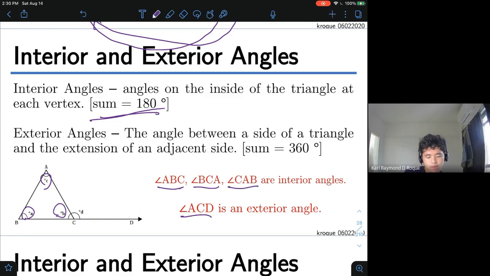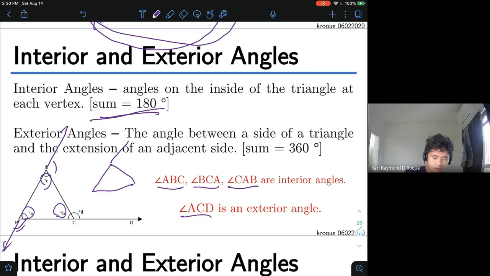Yan, okay. Ano pa bang exterior angles? Yan, tsaka yan, no? Yan. Then, ang sum ng exterior angle, ang sum ng tatlo na to is 360. May mali sa drawing ko.